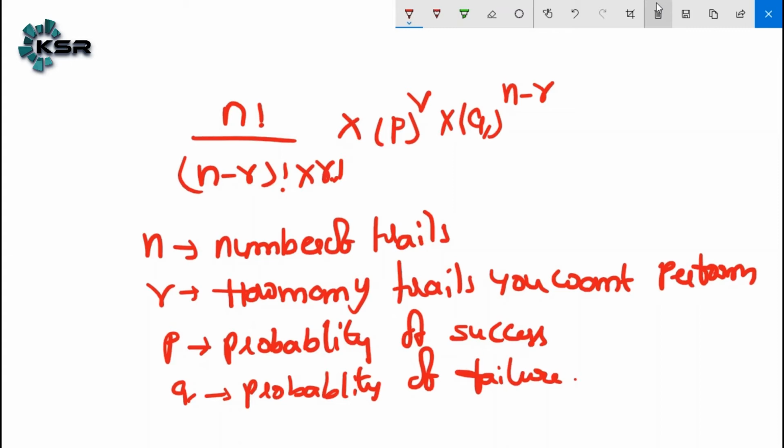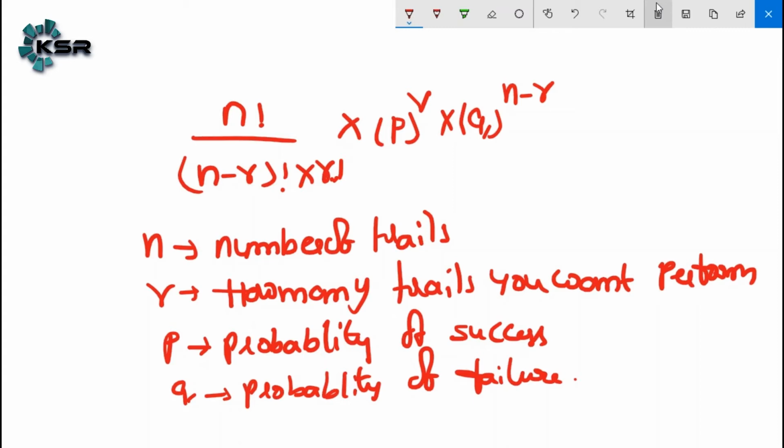N is nothing but the number of trials. R is nothing but how many successes you want to get. P is nothing but the probability of success. Q is nothing but the probability of failure. Right? Now, in this case, what are we going to do?